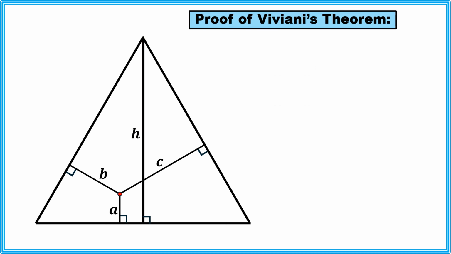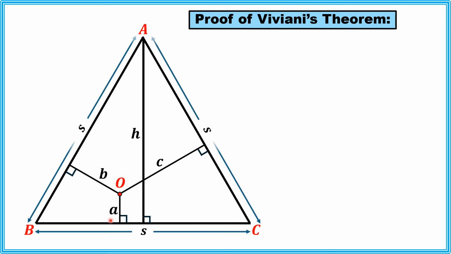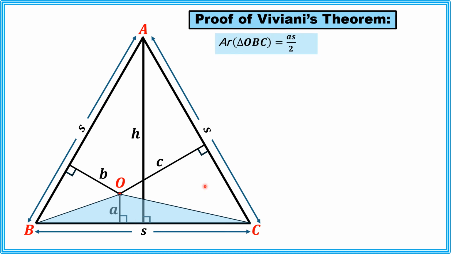Proof of Viviani's theorem: we can divide this whole triangle into three triangles. First we label the points, and since this is an equilateral triangle, we call each side S. First we draw this triangle. Here the area of this triangle is half times base, which is S, and height is A. So the area of triangle OBC is equal to A times S by 2.